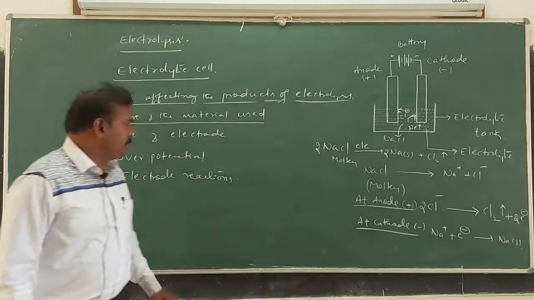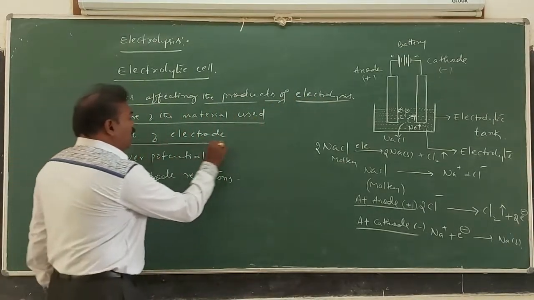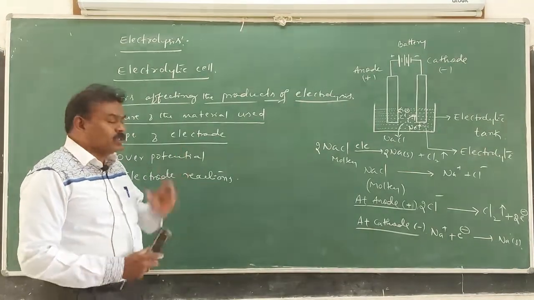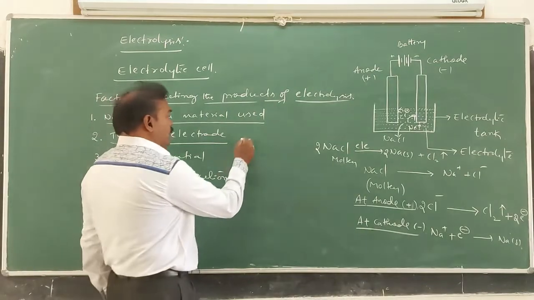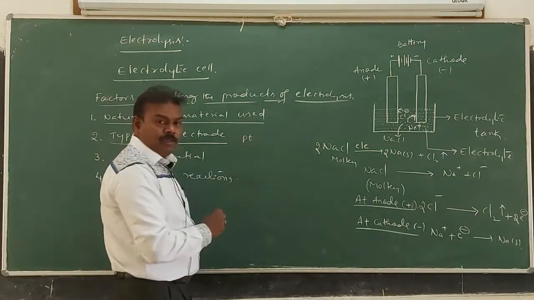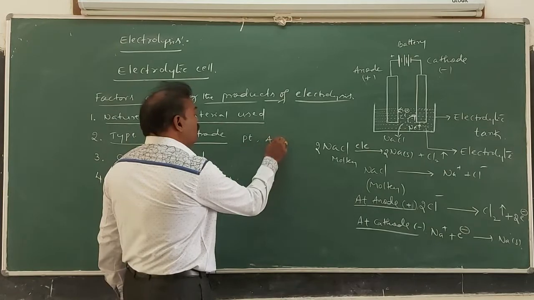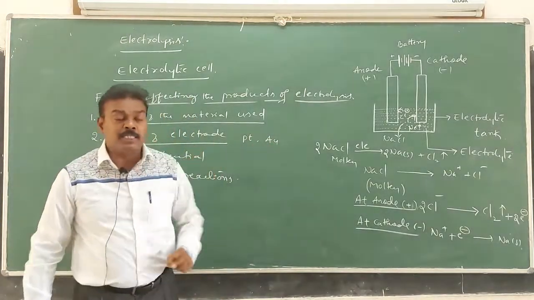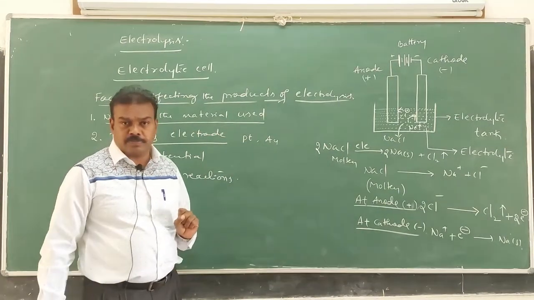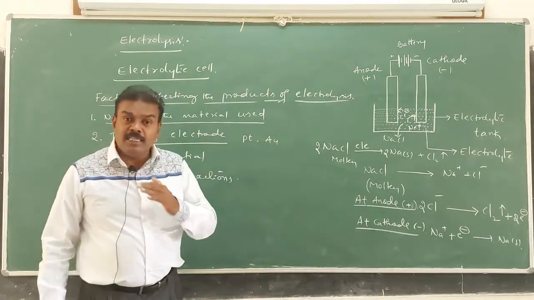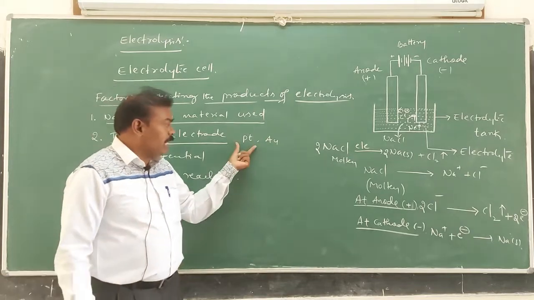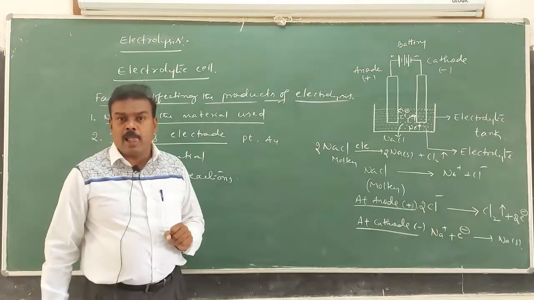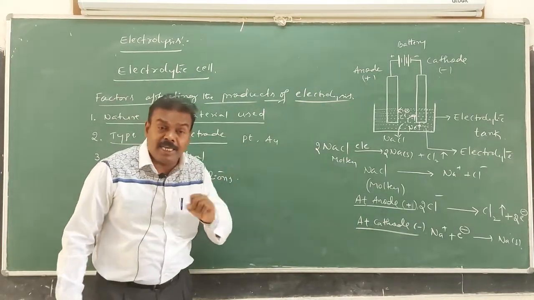Next, the second one, type of electrode. This is very important because in the electrolysis process, we take platinum metal, sometimes we take gold metal. These electrodes do not participate in the reaction. They are called inert electrodes. Platinum electrodes or gold electrodes are called inert electrodes, meaning they do not take part in the reaction.